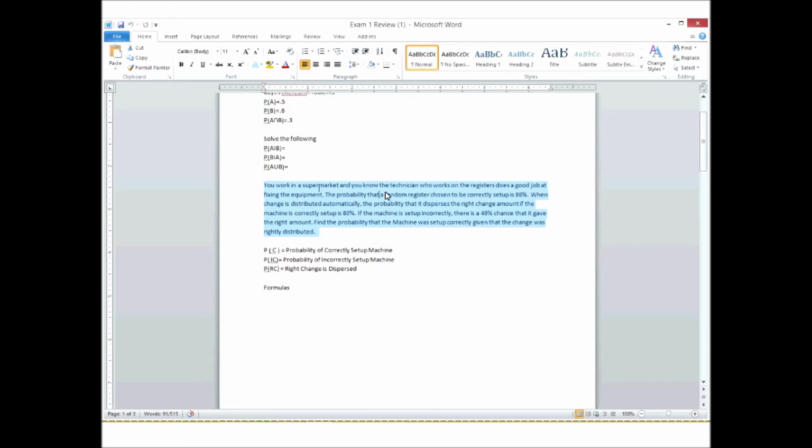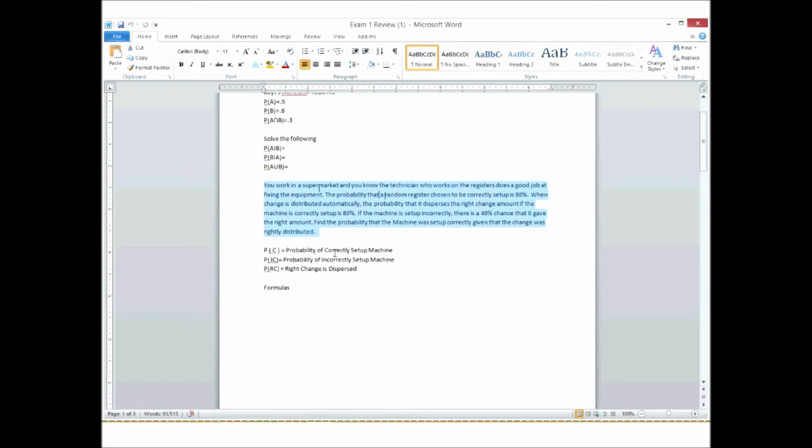So you read the problem. You work in a supermarket and you know the technician who works on the registers does a good job at fixing the equipment. The probability that a random register chosen is correctly set up is 80%. When change is distributed automatically, the probability that it disperses the right change amount if the machine is set up correctly is 80%. If the machine is set up incorrectly, there's a 40% chance that it gave the right amount. Find the probability that the machine was set up correctly given that the change was rightly distributed.